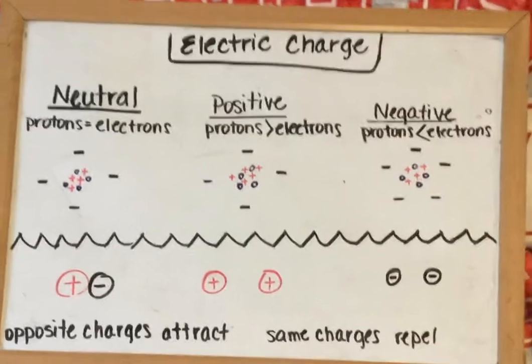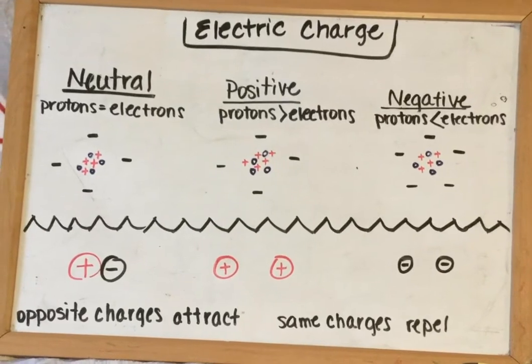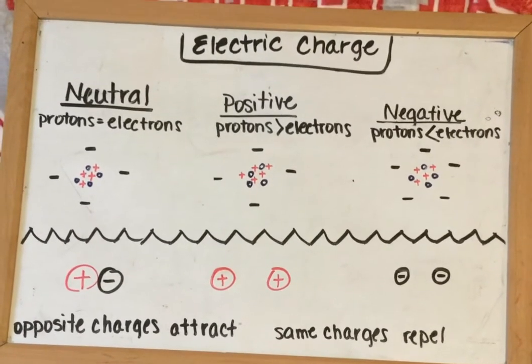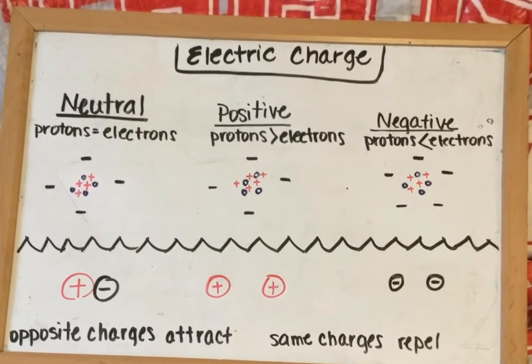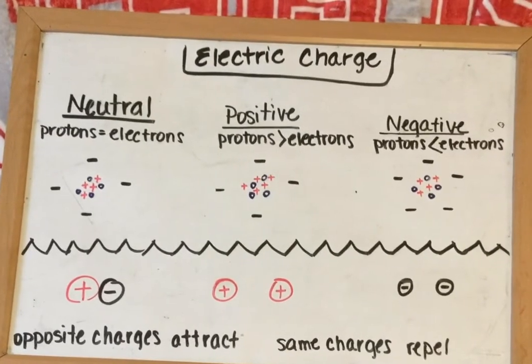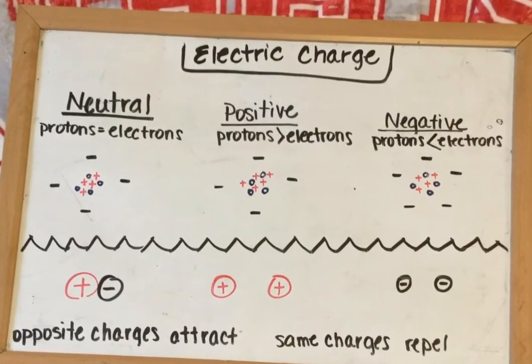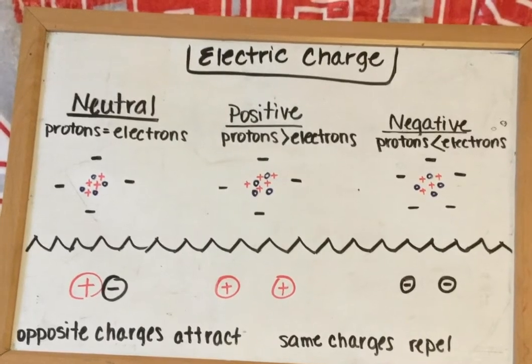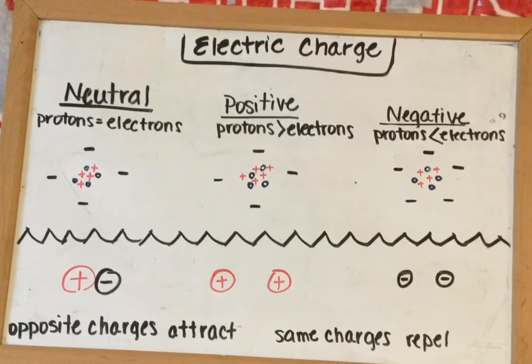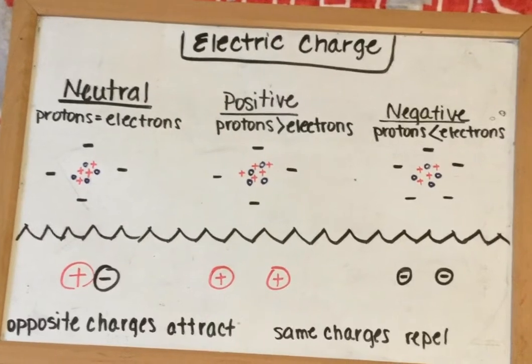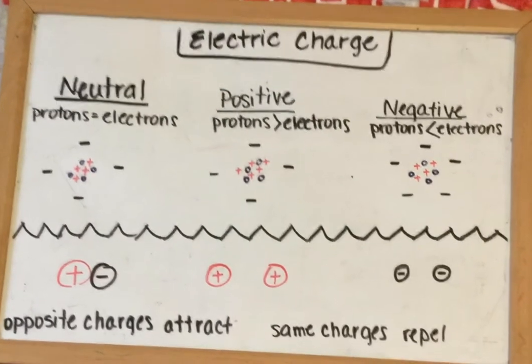All right, our next unit is about electricity and magnetism and how the two things are related. Our first two assignments are going to be about electricity, and then we'll move into magnetism. So electricity is the flow of electrons and how we use it in our everyday lives.